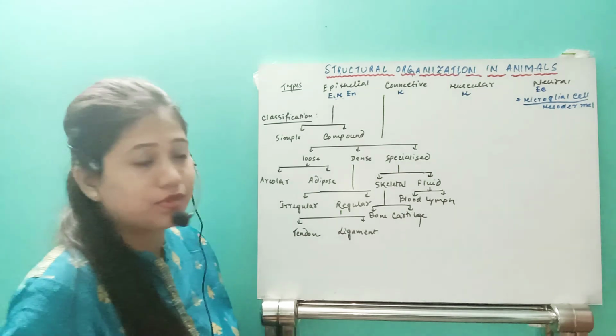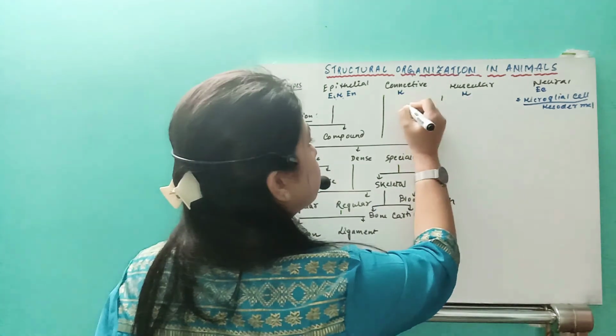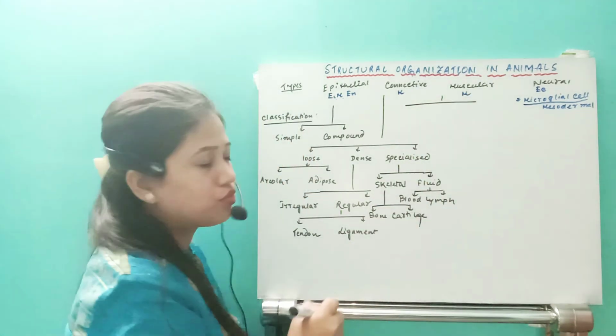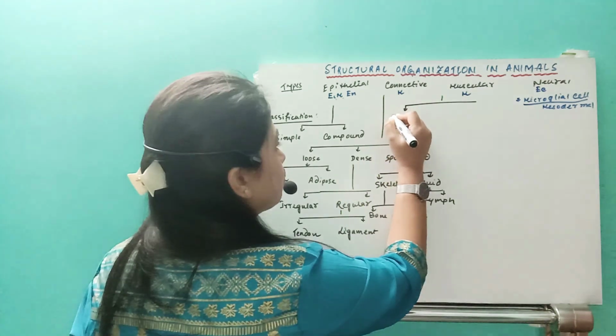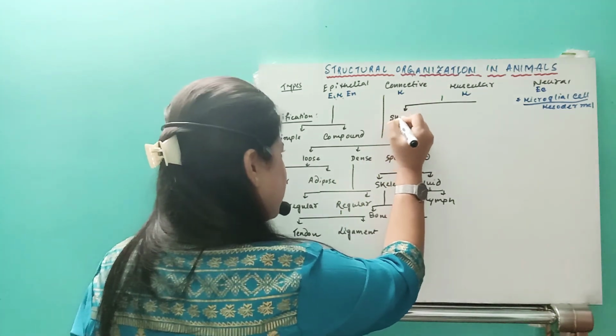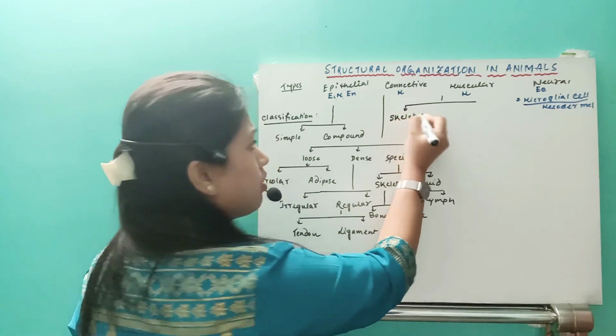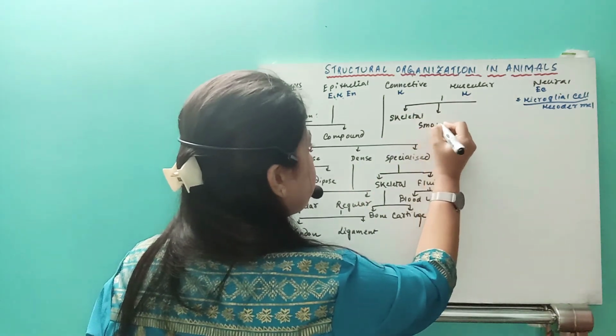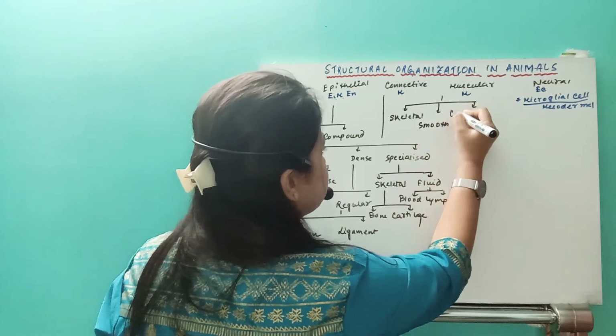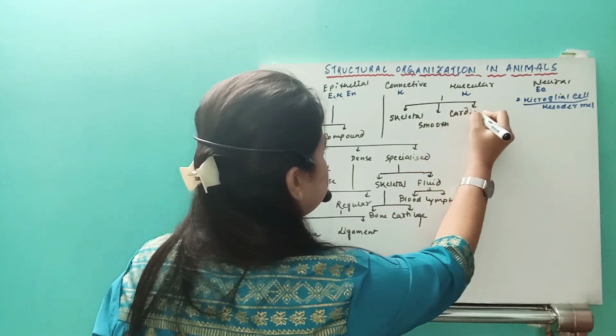If it comes to the muscular tissue, then we have three types of muscular tissue. No more further divisions we have. First one is known as the skeletal type of muscle. Next one is the smooth muscle. And the third one is the cardiac muscle.